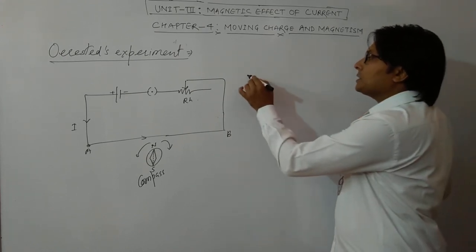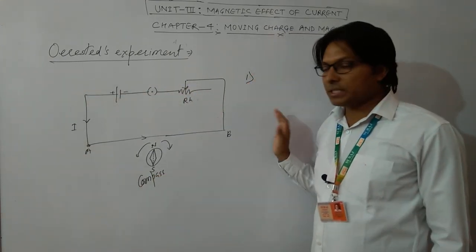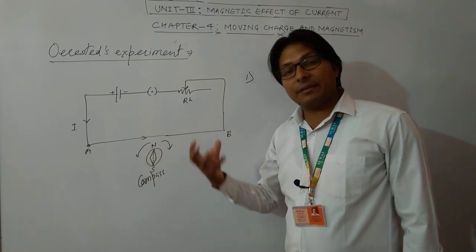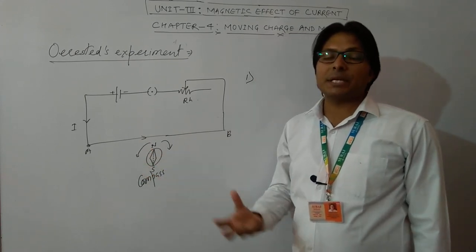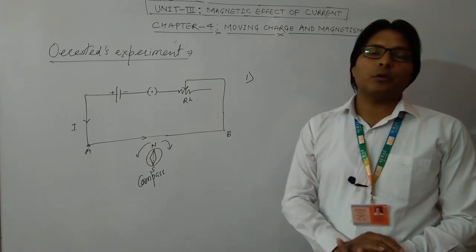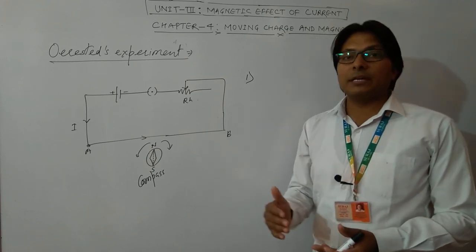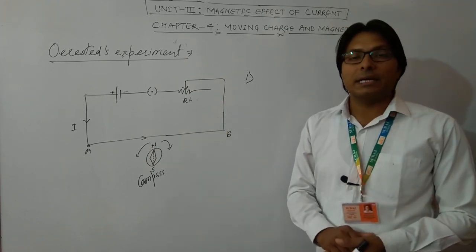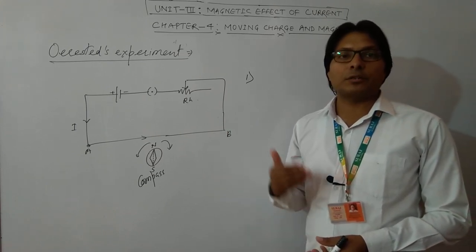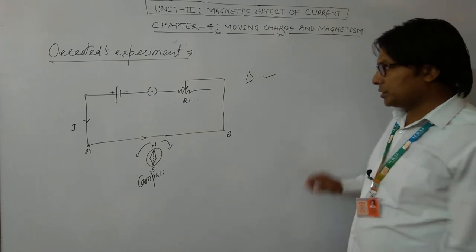The first point was: whenever current flows through a wire or a circuit, the compass needle gets deflected, meaning there is a magnetic field. In other words, whenever current flows through a wire, there is a magnetic field in the surroundings of that wire, and this effect of current is known as the magnetic effect of current. That was the very first conclusion made by Oersted.